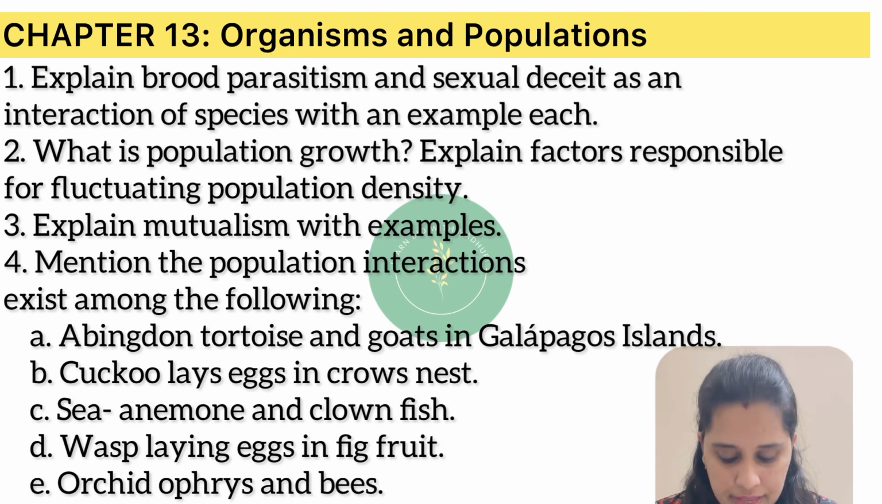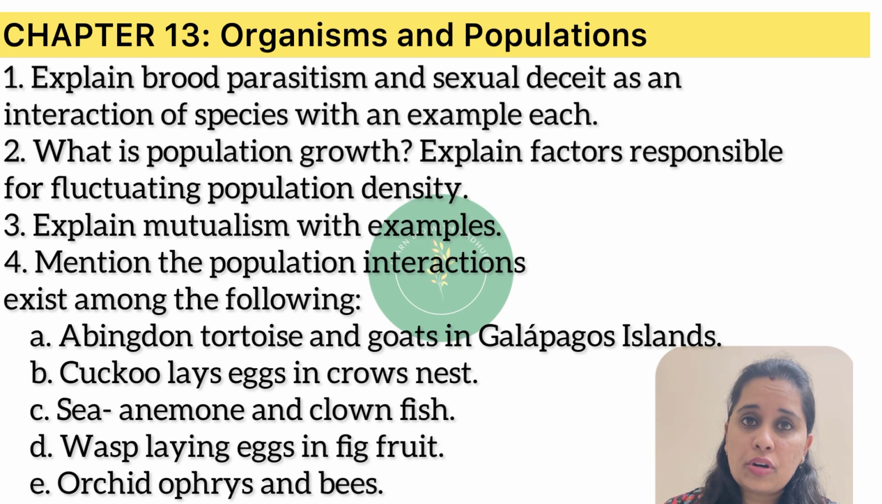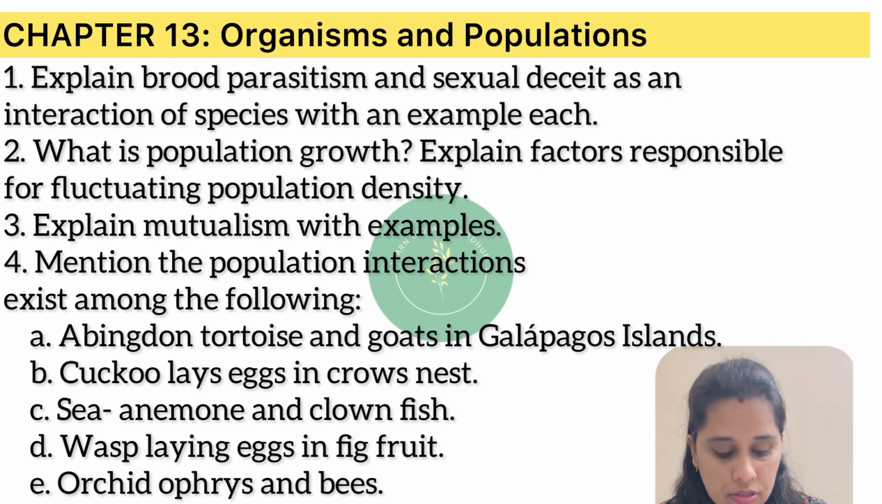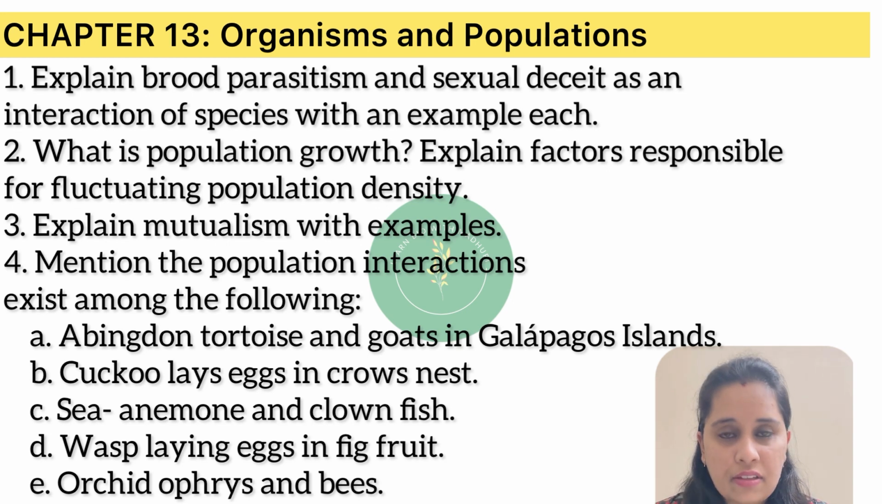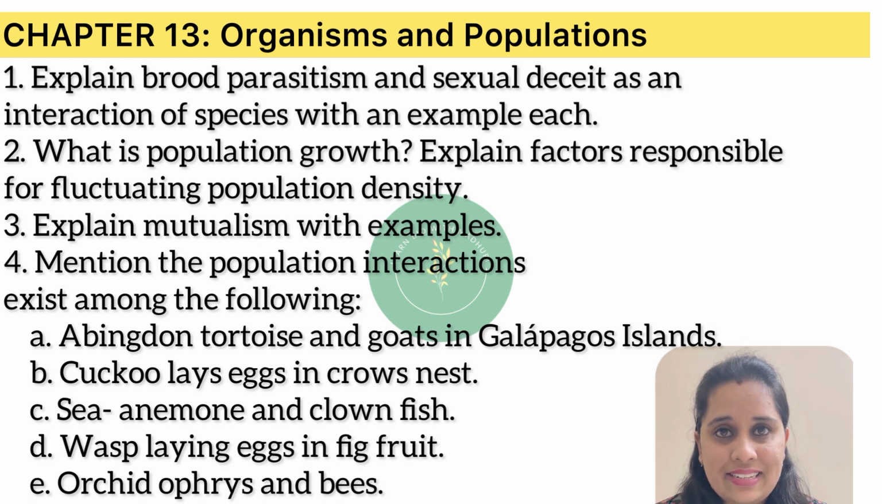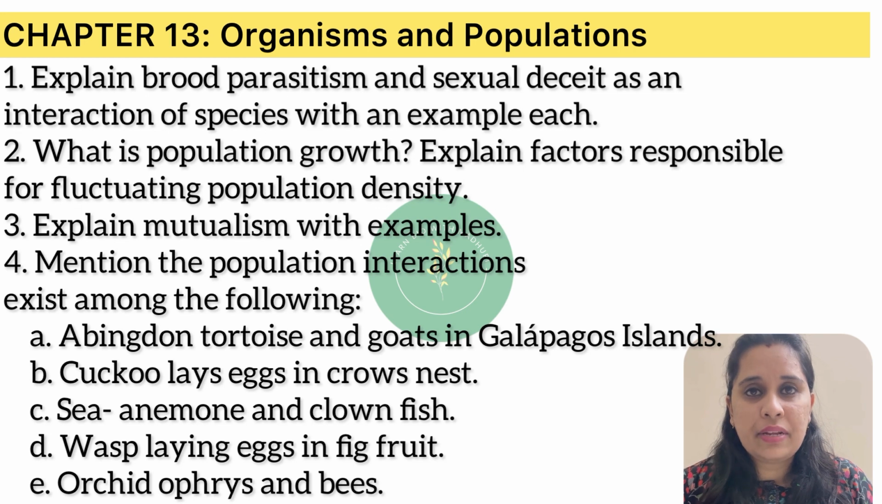Chapter number 13, organisms and populations. So here question number 1, explain brood parasitism and sexual deceit as an interaction of species with an example each. Okay. Question number 2, what is population growth? Explain factors responsible for fluctuating population density. You have to define plus explain the factors which are responsible for fluctuation of the population density. Question number 3, explain mutualism with examples. So whatever examples have been given in the NCERT textbook, you have to mention because it is for 5 marks.